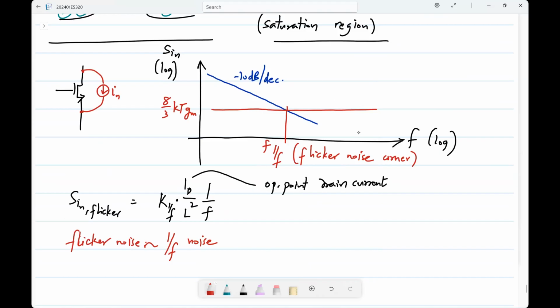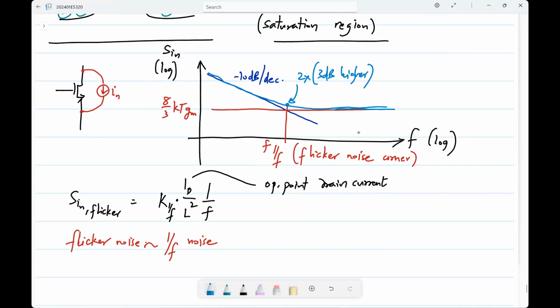So the total, of course, both will always be present. The total noise will be the sum of these two. And at the flicker noise corner, the total noise spectral density will be 2x or 3 dB higher. Okay. 2 times in power is plus 3 dB, right? Okay.